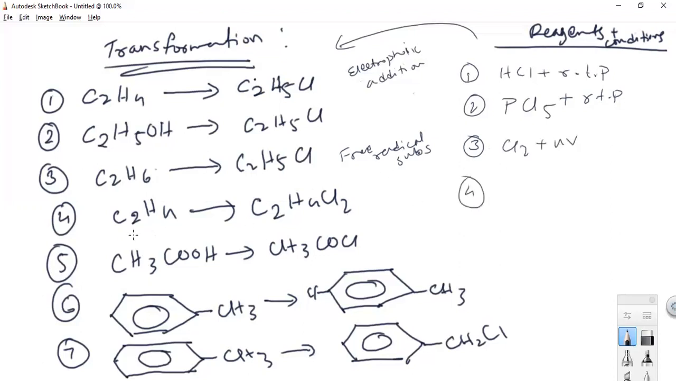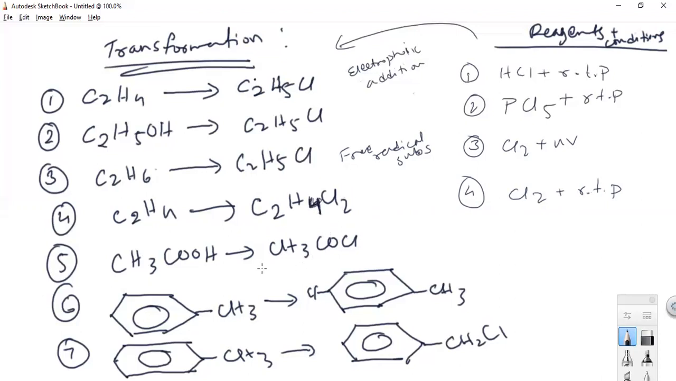Number 4, we're getting, this is an alkene, C2H4. From there, we're getting C2H4Cl2. This is another electrophilic addition, Cl2 at room temperature. No special condition. In an alkene, whatever reagents we add, we don't need any special condition. At room temperature, if you provide them, they are happy to react.